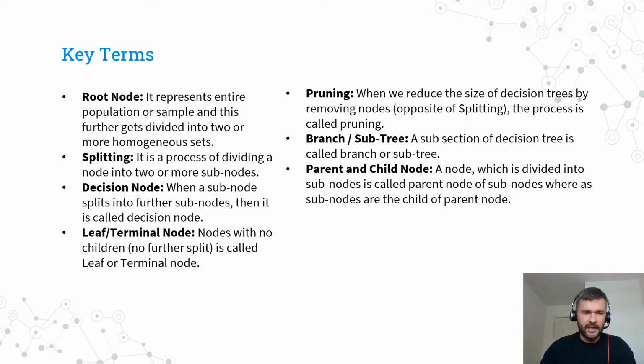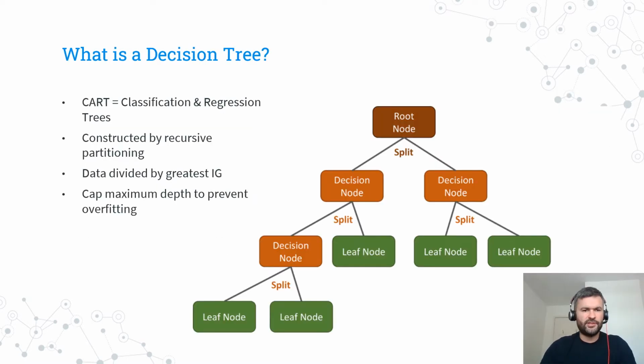Pruning is the name of the process where we reduce the size of the decision tree by removing nodes. A branch or a subtree is simply a subsection of a decision tree, and a parent and child node. So they're the nodes which are divided into subnodes. The original node or the higher level node is called the parent, and the ones that it splits into are called the children. So what is a decision tree?